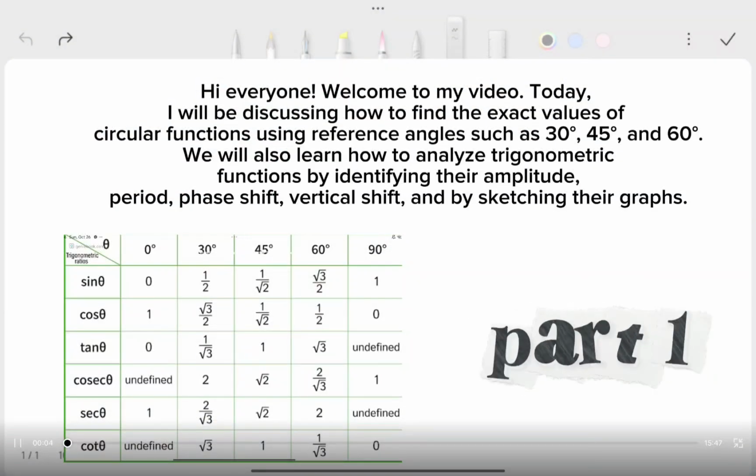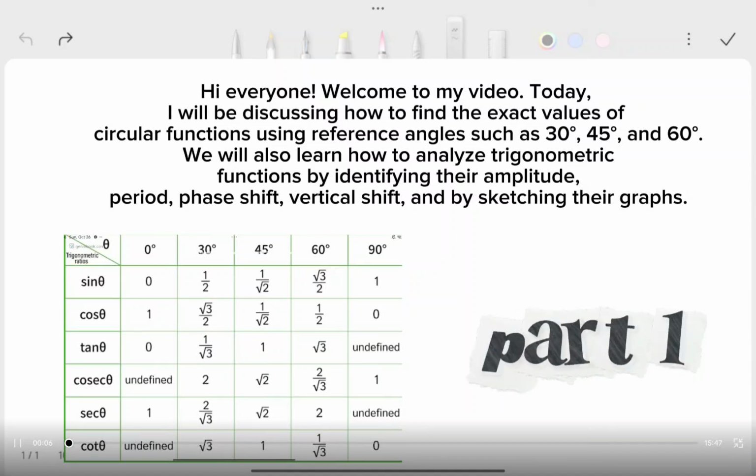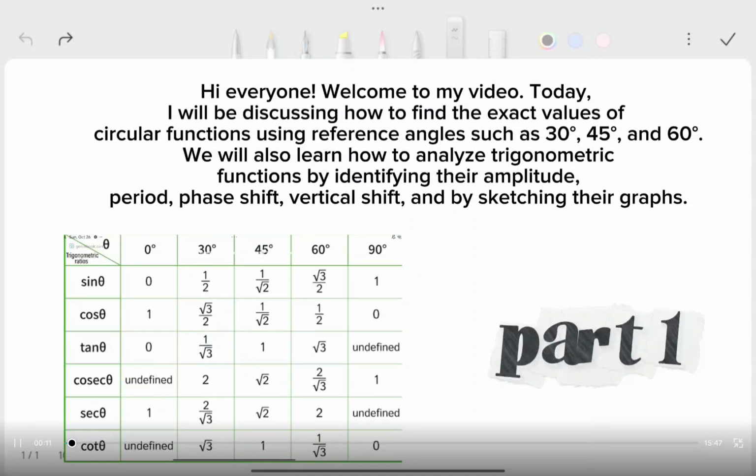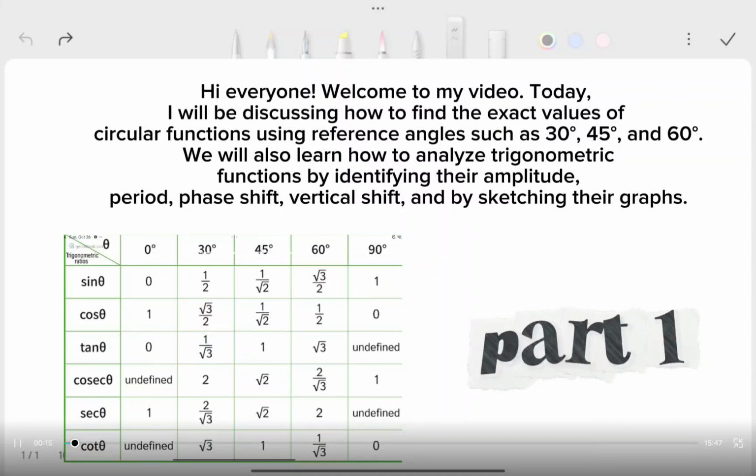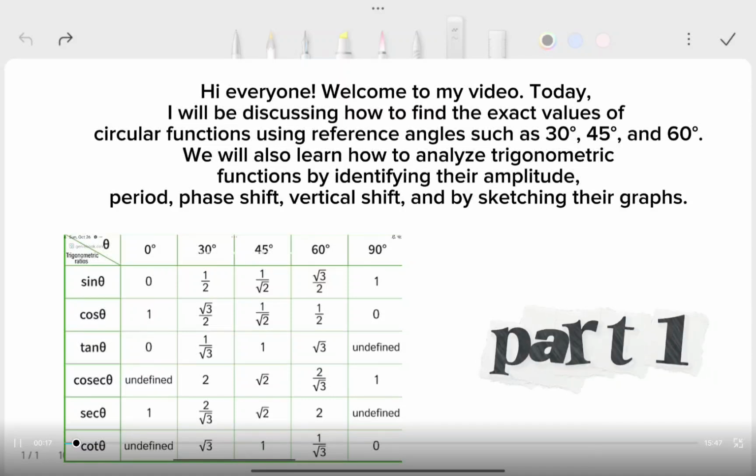Today we are going to learn how to find exact values of circular functions using reference angles 30 degrees, 45 degrees, and 60 degrees for our special angles. So today we're going to introduce SOH CAH TOA.